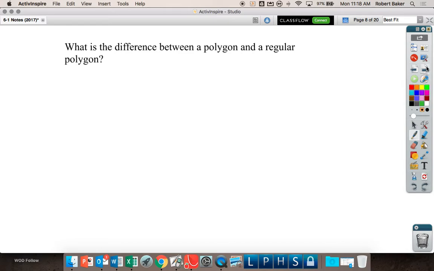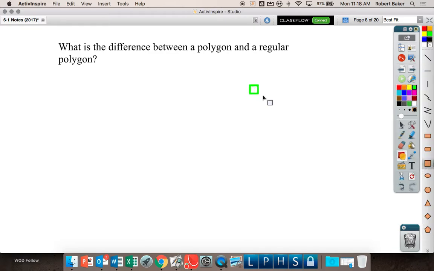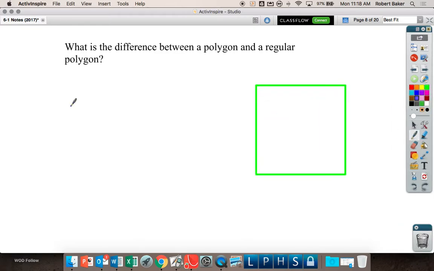Let's do an experiment. Okay, what is this? It's a quadrilateral. What is this? It's a quadrilateral. This is a regular polygon. So what makes this a regular polygon versus this? All the sides are the same. It has two parts. All sides are congruent and all angles are congruent. So a regular polygon has all equal sides and all equal angles.